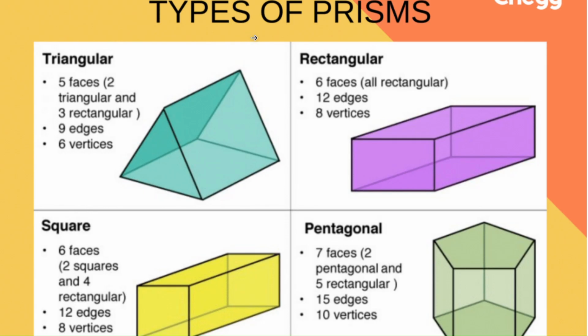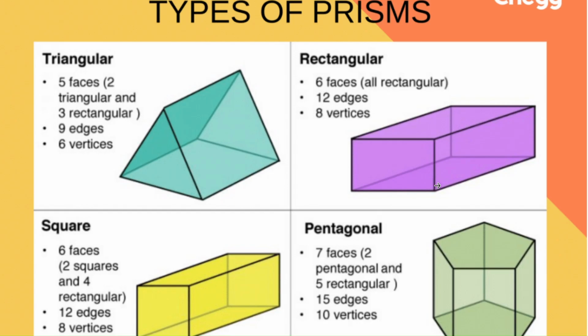Prisms are 3D shapes that have two identical parallel faces called bases, and the rest of the faces are rectangles. We name a prism by the shape of its base. For example, a triangular prism has triangle-shaped bases. This is the base of the triangular prism. And the rectangular prism has rectangle bases, and all its faces are rectangular.